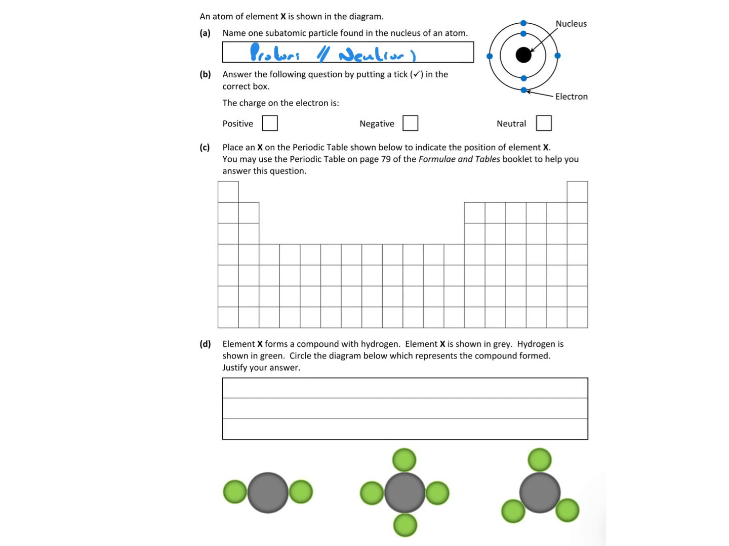Answer the following, putting a tick in the correct box. The charge on the electron is negative. That's why we are writing e minuses.